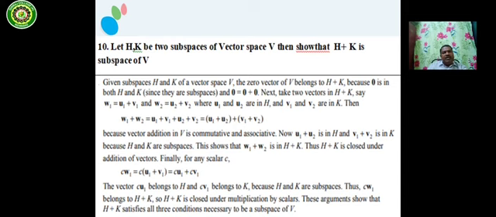Second one, cW1 equals c into (u1 plus v1), which is cu1 plus cv1. cu1 belongs to H, and cv1 belongs to K. So cW1 belongs to H plus K. So the third property is also satisfied. So here all three properties are satisfied. So we say that H plus K is a subspace of V.